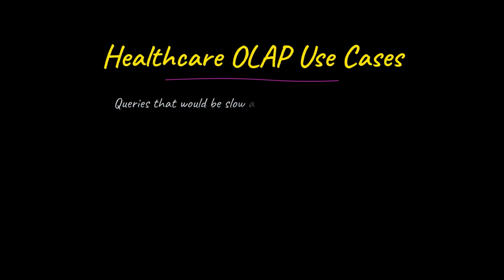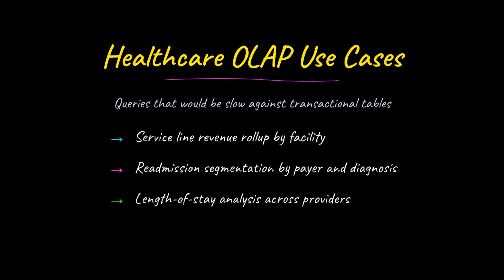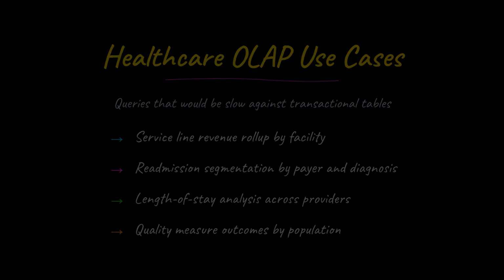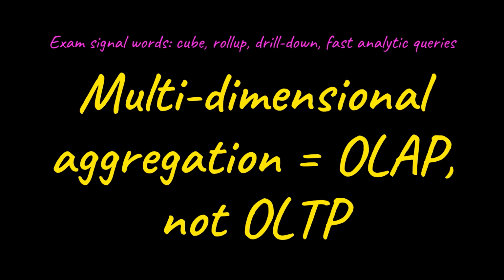In healthcare, OLAP powers dashboards for service line profitability, readmission tracking, utilization review, and quality reporting. These queries aggregate across millions of records but return in seconds because the cube pre-computes the answers along hierarchical dimensions. When an exam stem describes fast multi-dimensional queries, roll up and drill down across dimensions, or a business intelligence backend, the answer is OLAP. That multi-dimensional aggregation pattern is what separates it from transactional OLTP systems.